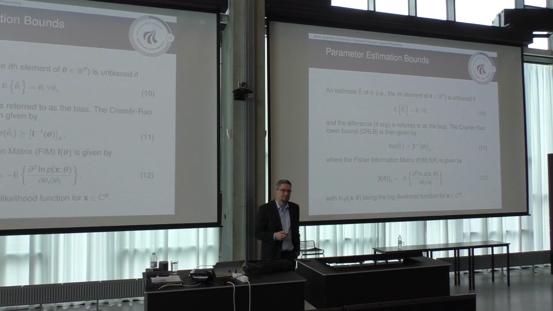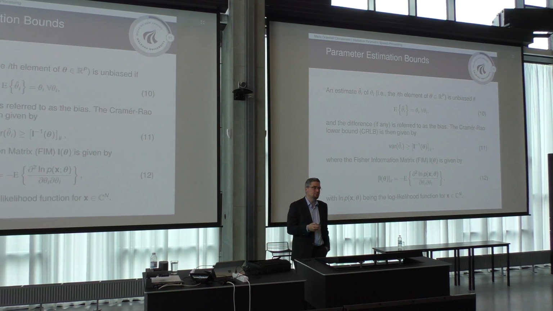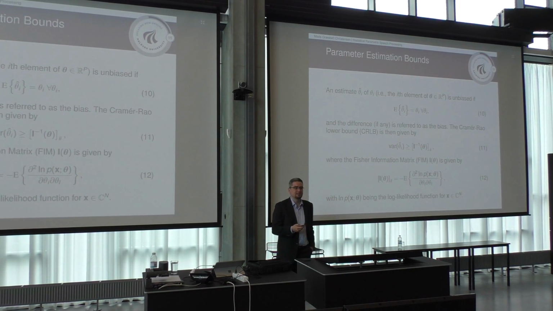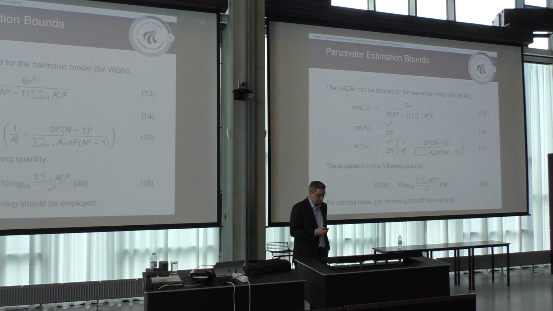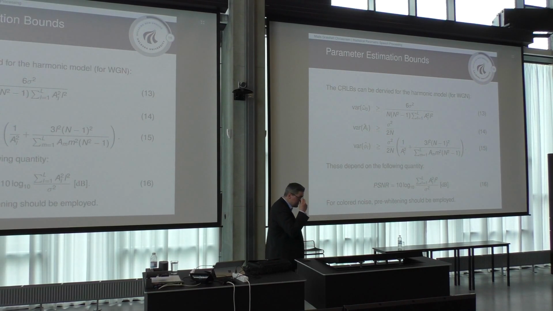So you can actually say something about the extent to which you can find these parameters, and how well you can estimate them. And for the harmonic model, you can arrive at these bounds here. So you can see, for example, that you can put a bound on the variance of the fundamental frequency here. It depends on the noise variance. Well, this is for white Gaussian noise.